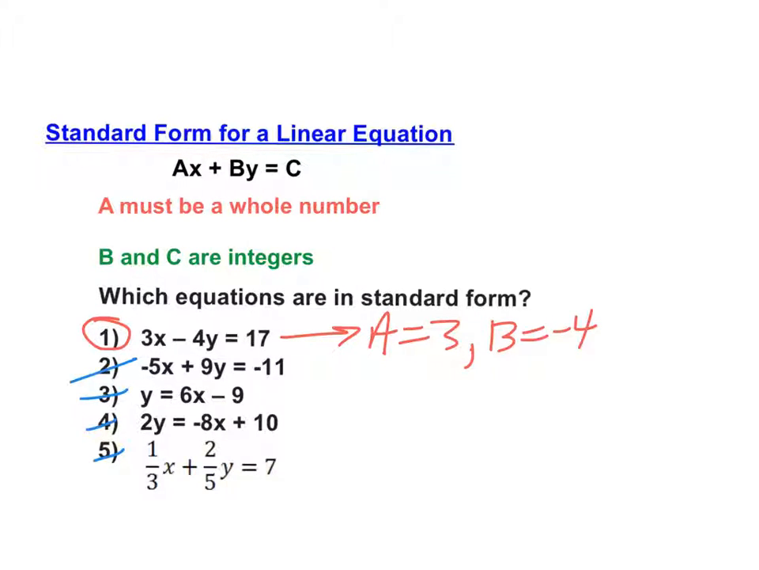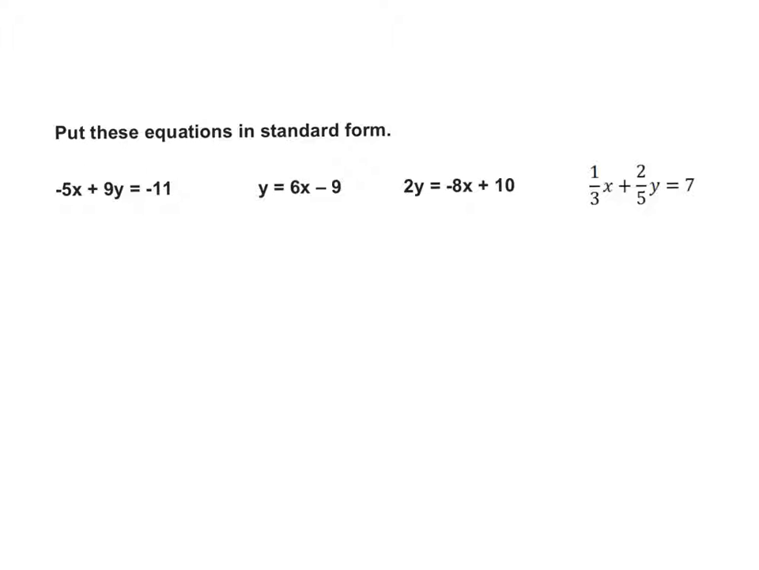Negative 4. That's important. Take that sign. What is C? 17. In your homework, you're going to have to identify A, B, and C, and that's how I want you to write it. Okay? On the next slide, we're going to take those that are not in standard form and put them in standard form.